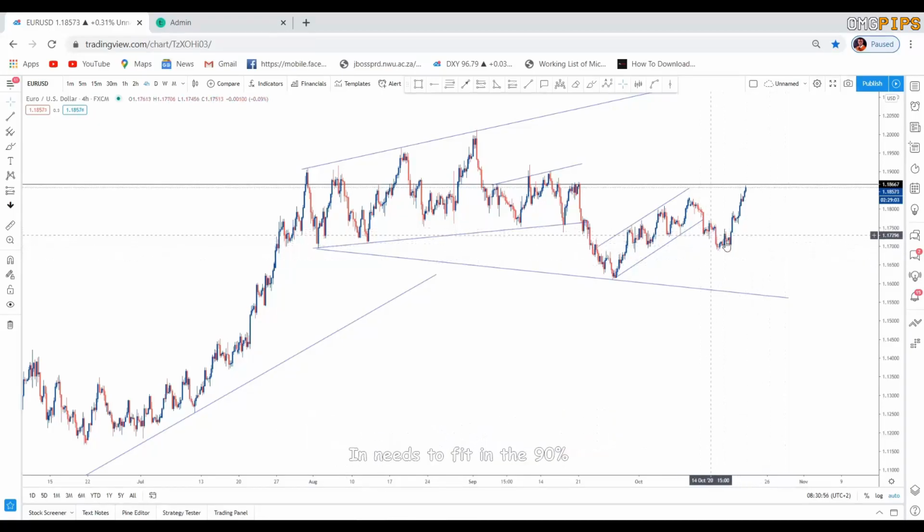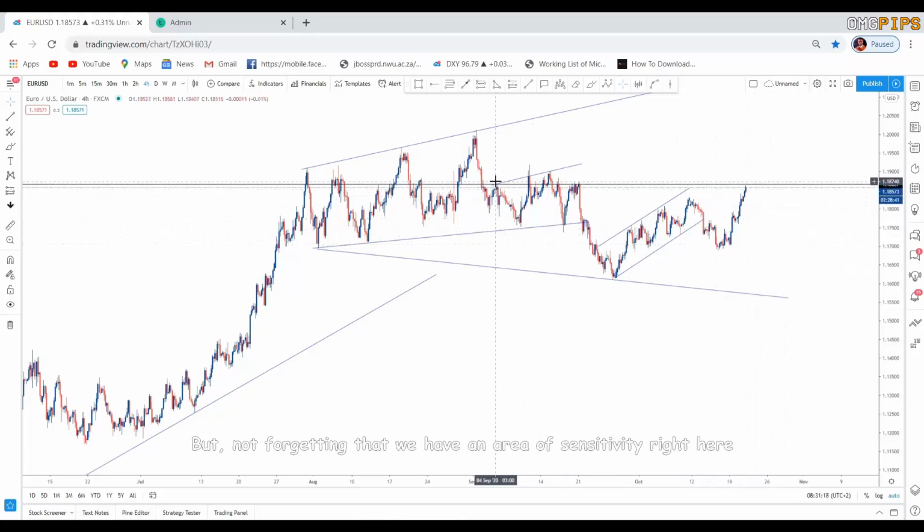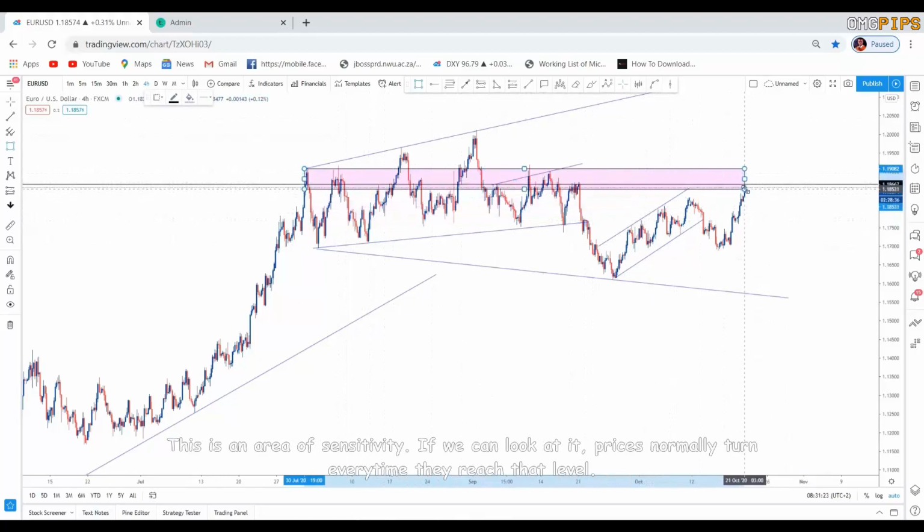So yeah, it needs to fit in the 90% of the previous correction. So this was a correction in this sense, and then the 90% would have most probably been here, somewhere about here, to just leave up this small space. Then this could be the 10% that is left. But as you can see, it only completed most probably 80 or 70 over here, and then pushed back up. But not forgetting that, guys, we have an area of sensitivity right here. This is an area of sensitivity. If we can look at it, prices normally turn every time they reach that level.